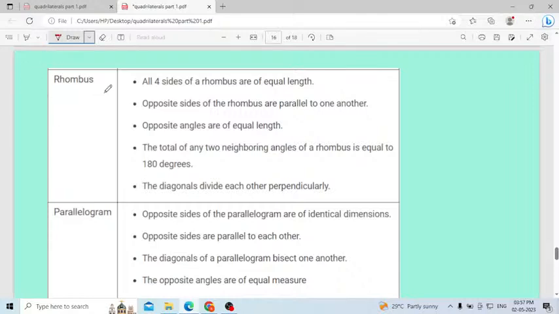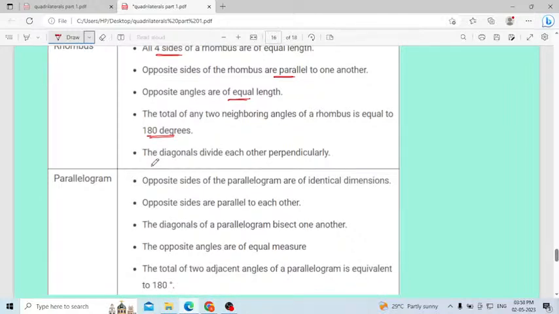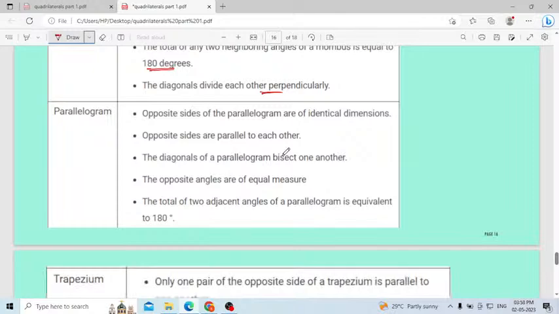Next, coming to the rhombus, it also contains four sides. Then opposite sides of the rhombus are parallel to one another. Opposite angles are equal. Then neighboring angles of a rhombus sum to 180 degrees. Otherwise, adjacent angles are 180 degrees. The diagonals bisect each other and are perpendicular to each other.